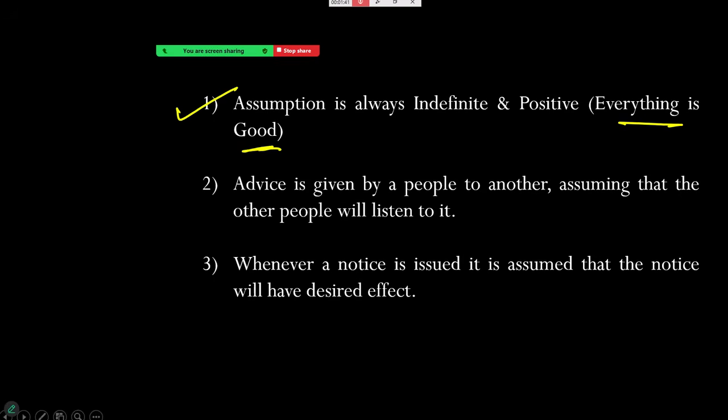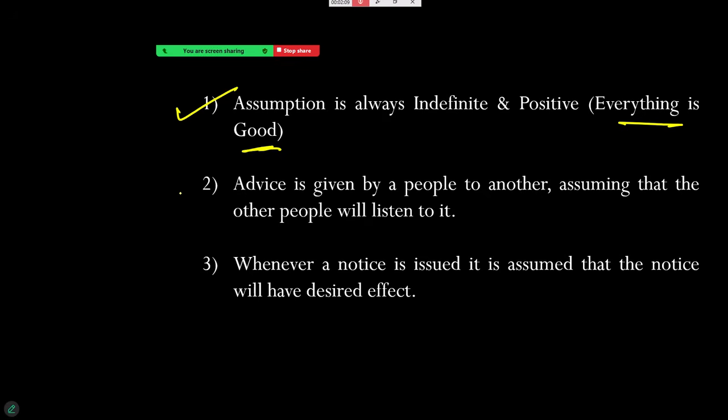And the second point, you see this advice is given by one person to another, assuming that the other person will listen to it and follow it. So I'm giving the advice to you, means I have an assumption you will follow it. If you don't follow, why would I give advice? I'm not a fool, right? So here you should think like everybody is an intelligent person, everybody on the positive side. I'm giving advice to you because you are a good person. You listen to my words, right?